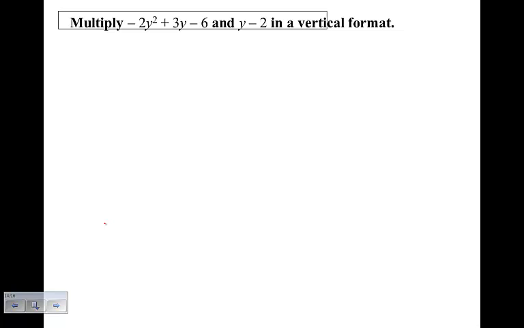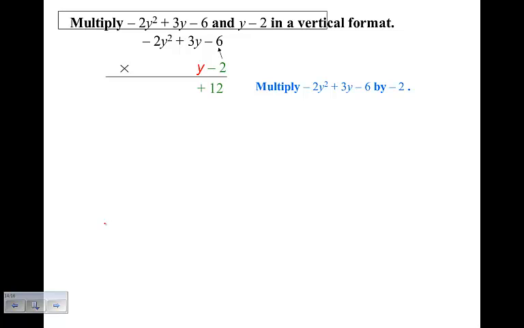So let's try one. Multiply negative 2y squared plus 3y minus 6 and y minus 2 in a vertical format. All right, so we're going to put that in a vertical format, and notice we're going to multiply negative 2y squared plus 3y minus 6 by negative 2 first. So we're going to do negative 2 times negative 6, negative 2 times 3y, and negative 2 times negative 2y squared. That's what we will get.